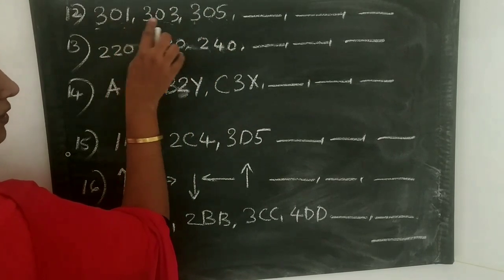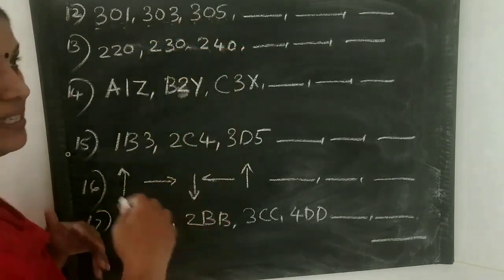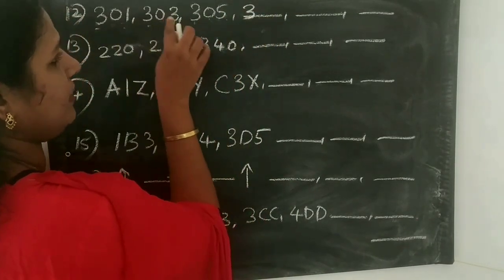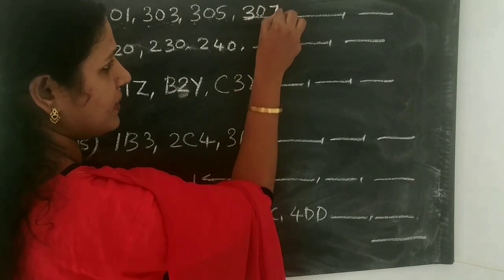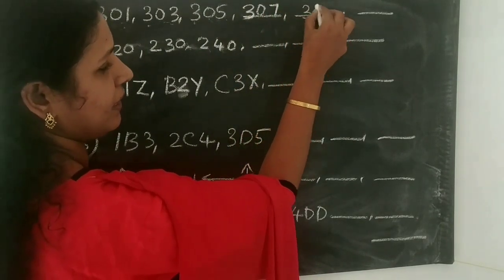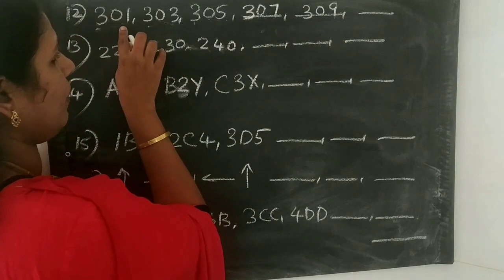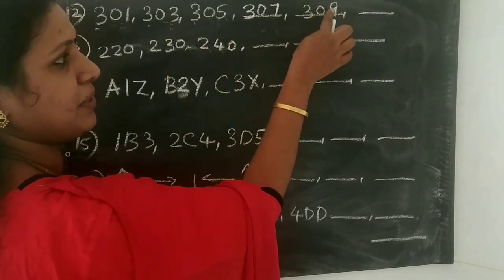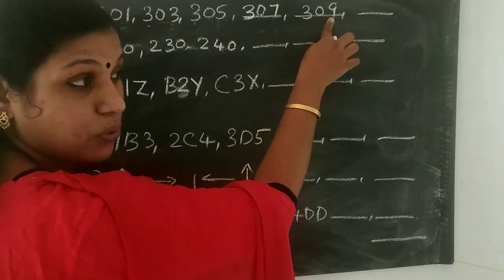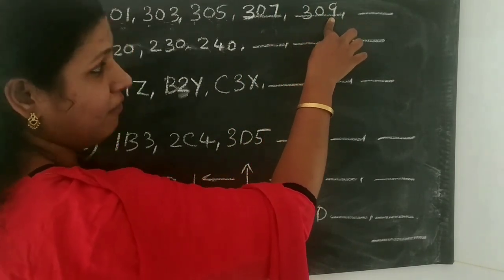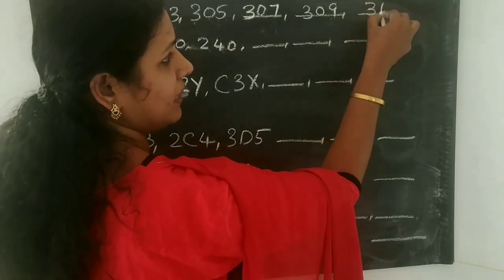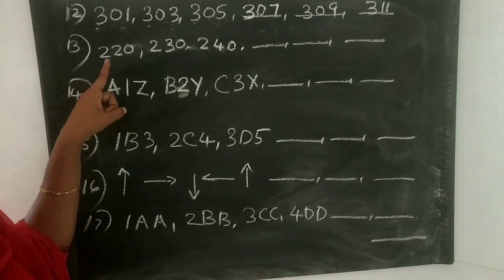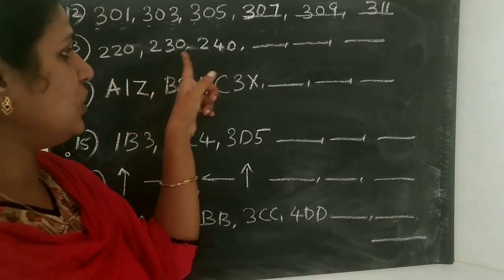That is 01, 03, 05. The next is 07. Like that. That is 1, 3, 5, 7, then 9. That is 1 plus 2, 3. 3 plus 2, 5. 5 plus 2, 7. 7 plus 2, 9. Then 9 plus 2, 11. So, 311.